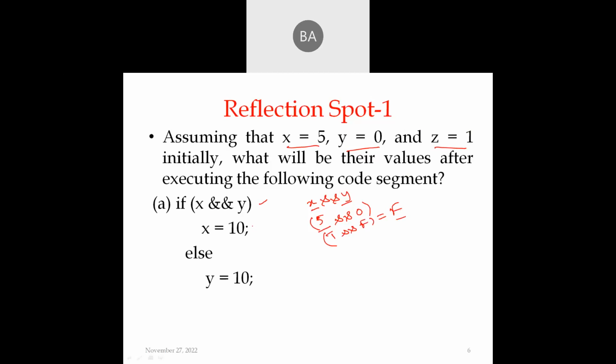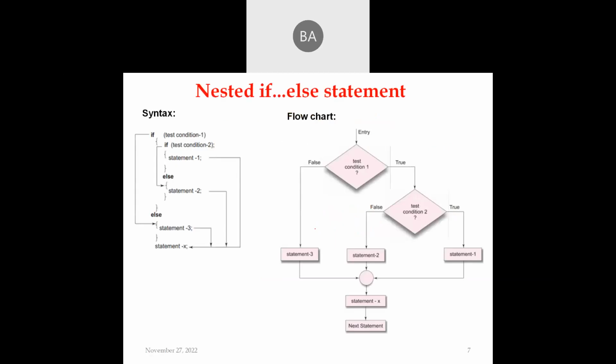So if this condition is false, is this statement executed? No, it will be executing y is equal to 10. So what will happen here? y is equal to 10. So 0 will be gone. Now y will be stored with 10. x is as usual 5 only. z is as usual 1 only. Fine. So this is the behavior of that particular if else statement.